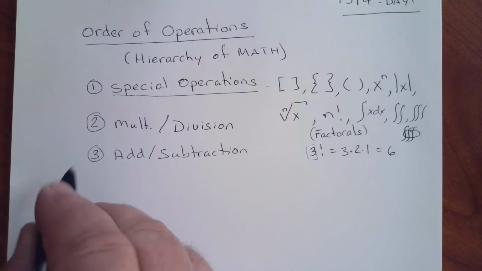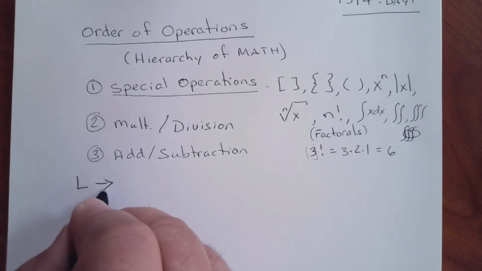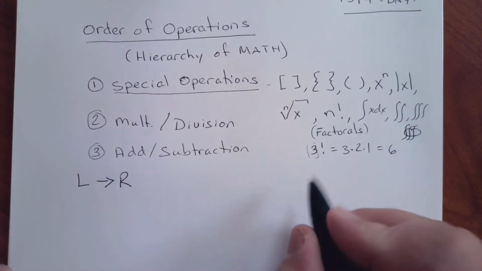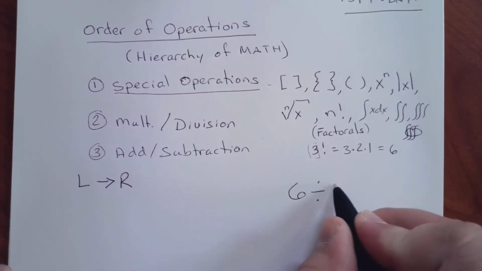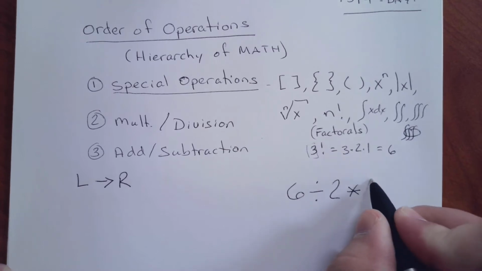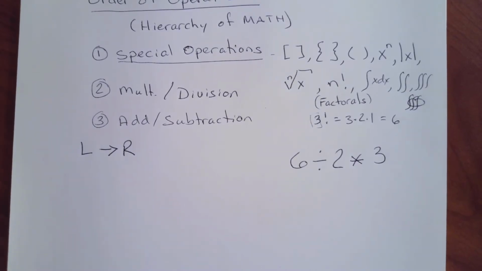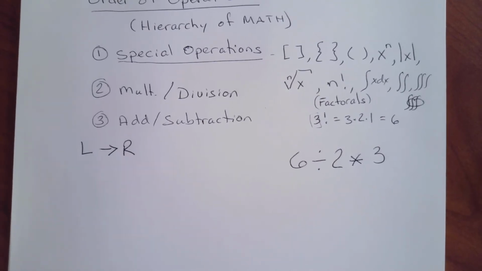Because mathematics is a philosophy of logic, you read left to right. How would you read that? Yeah, 6 divided by 2 times 3. You can write each one of those words down. So mathematics really is all words. Because it is a language. Mathematics is a language of its own.